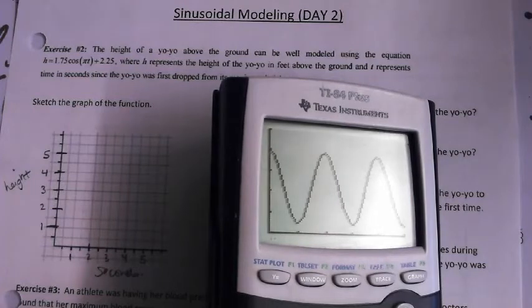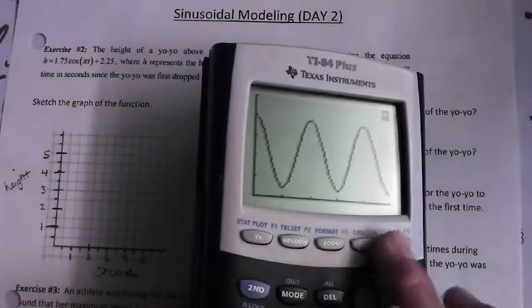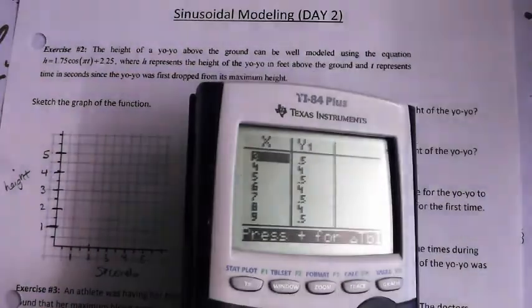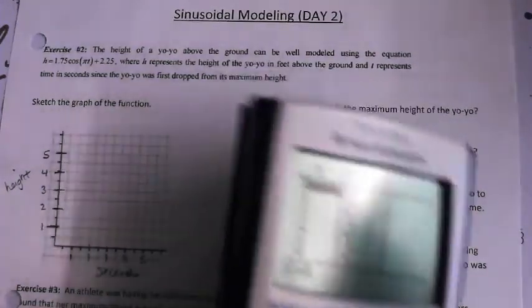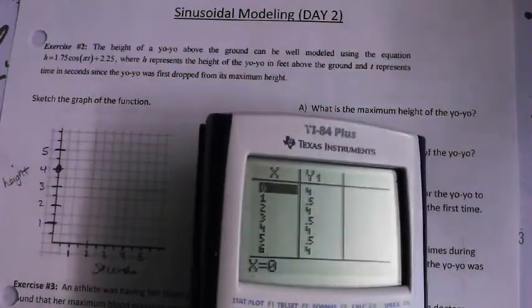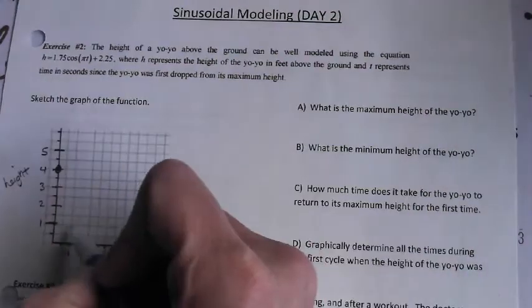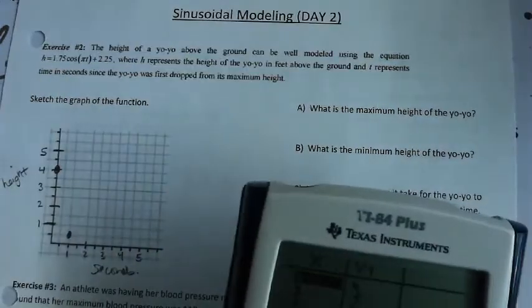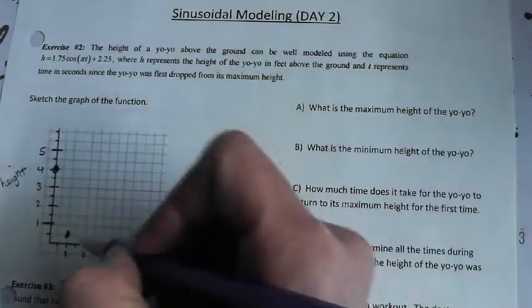What did you say? Table, yeah. Look at the table, exactly. The table is going to give you great points. Now we have, let's go back to 0. 0, 4. You don't have to do all of these points, but a nice little sample would be good. 1 and 0.5. And then by 2, we're actually back at 4.